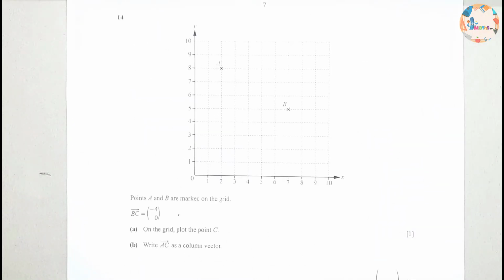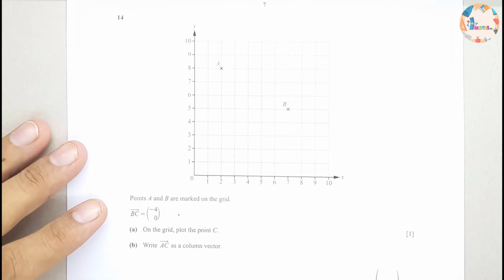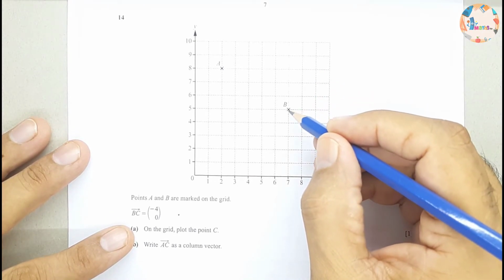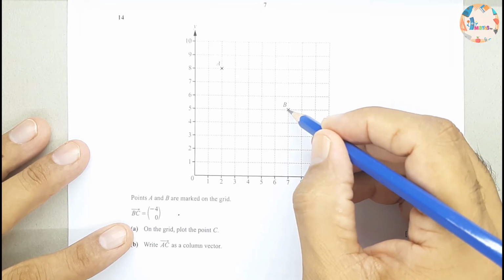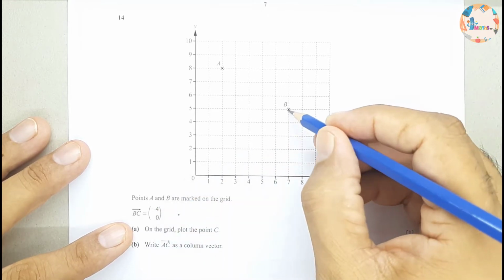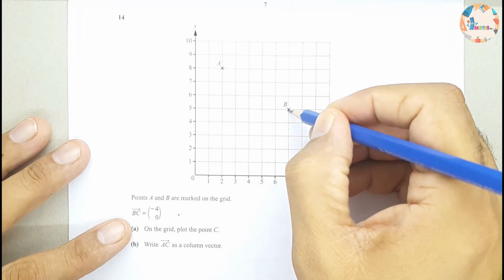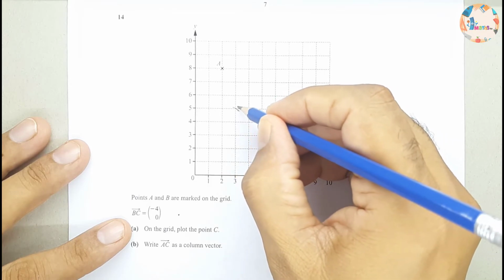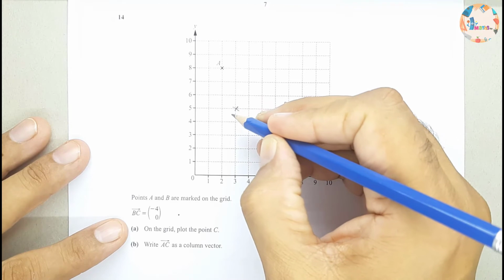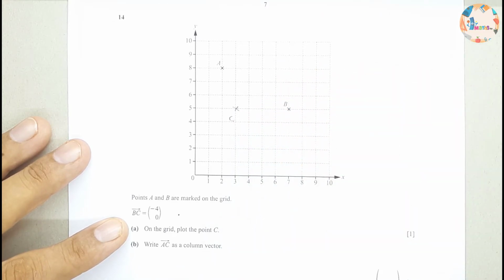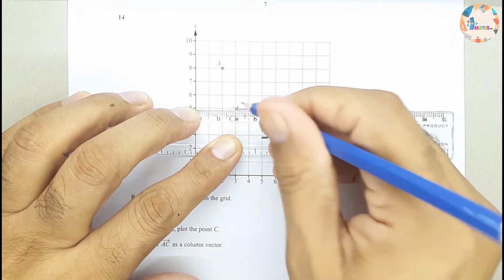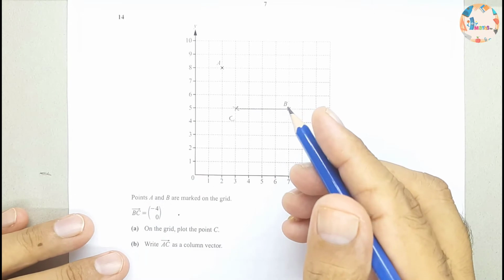Now question number 14. Points A and B are marked on the grid. BC is equal to minus 4 and 0. Okay, from B to C is minus 4 and 0. So we will move from B 1, 2, 3, 4 units left. So this one will be the point C. And BC we can draw with the help of a scale. We can draw this one. So this will be our BC.